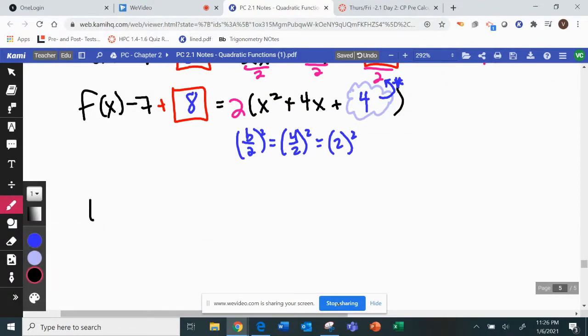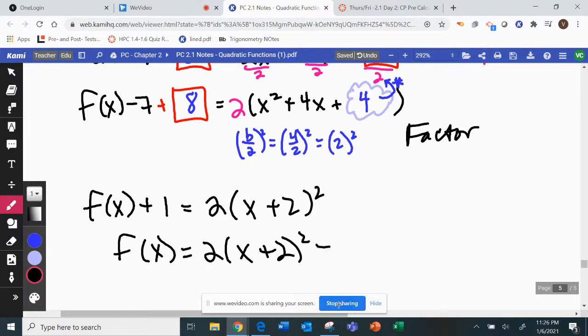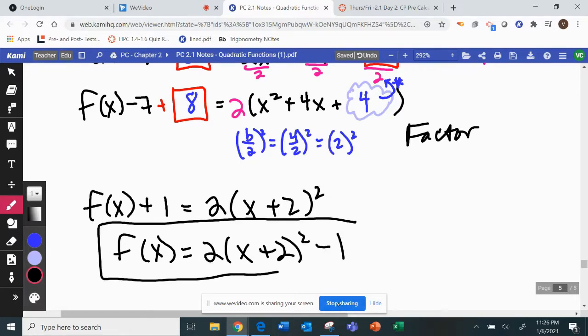So now on the other side, we've got f of x plus 1 equals 2. And now I'm going to factor (x plus 2) squared. Subtract the 1, f of x equals 2 (x plus 2) squared minus 1. And we have vertex form.